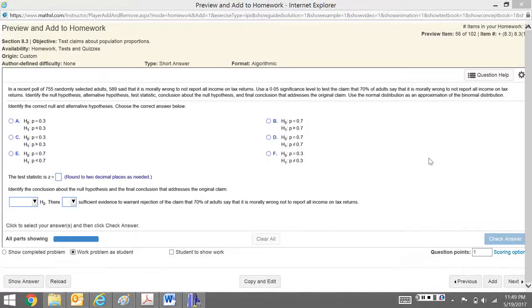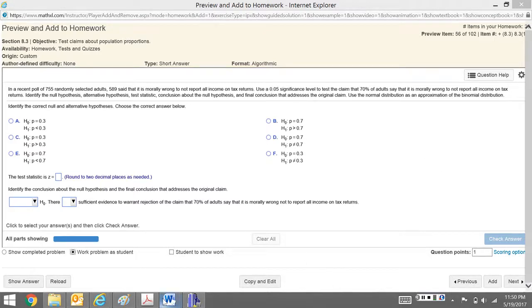Okay, we're told in a recent poll of 755 randomly selected adults, 589 said it was morally wrong not to report all income on tax returns. We want to use the 5% significance level to test the claim that 70% of adults say it's morally wrong not to report all income on tax returns. And it asks us to identify a bunch of stuff.